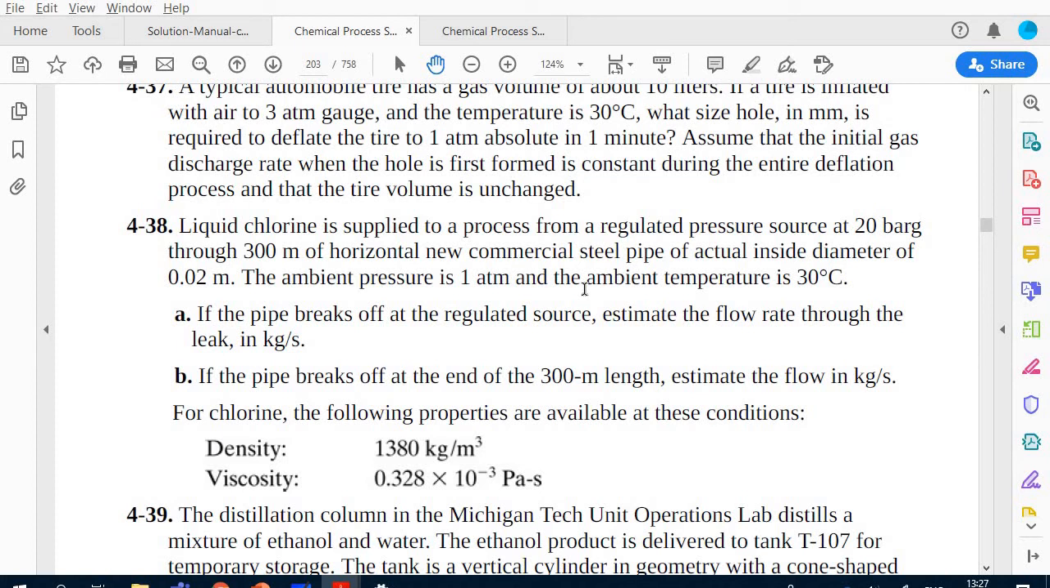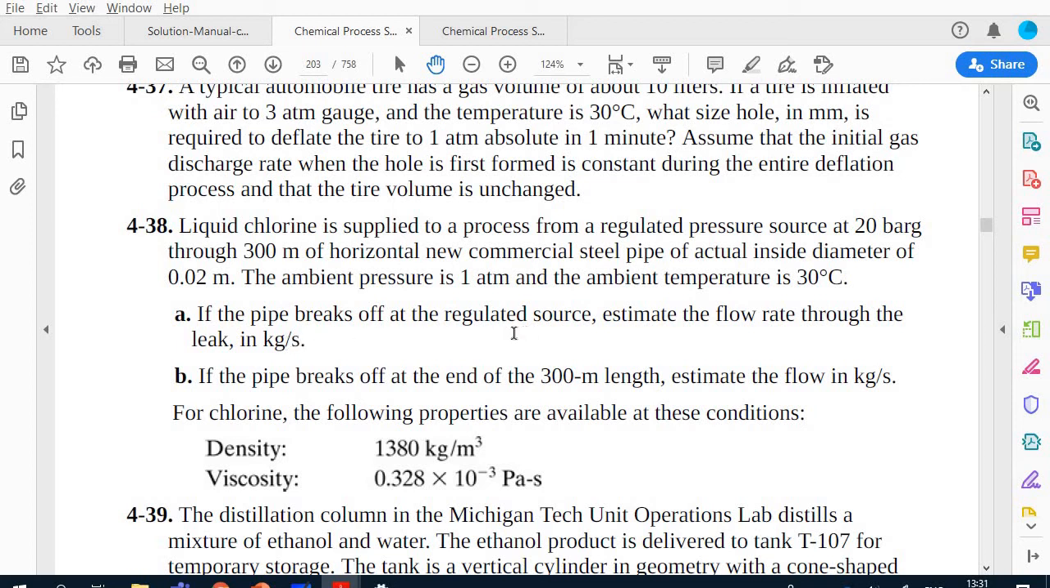We have 438. So 438 says liquid chlorine is supplied to a process from a regulated pressure source at 20 bars gauge pressure through 300 meters of horizontal new steel pipe. So it's 300 meters long, and the inside diameter is 0.02 meters. The pressure is 1 atmosphere. The temperature is 30 degrees centigrade. So if the pipe breaks off at the regulated source, that is from the source, where we have a 0.02 meter diameter, estimate the flow rate through the leak in kilograms per second.